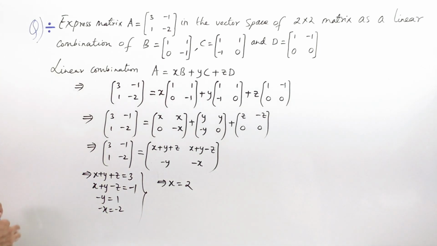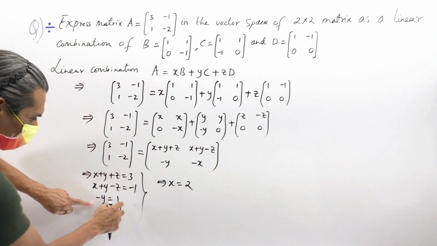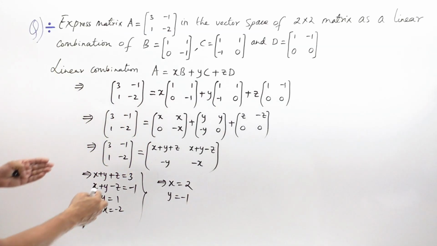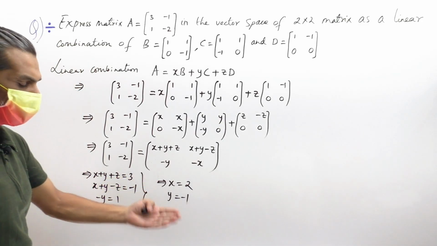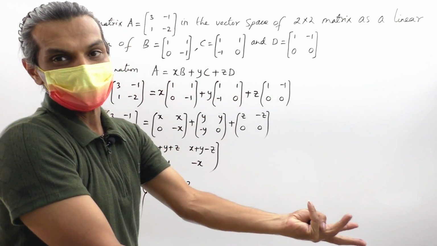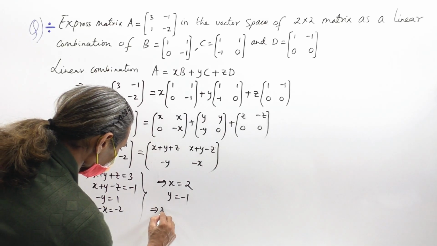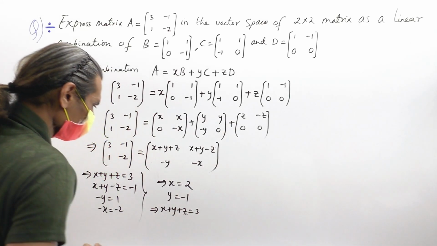Done. So we have one value, x is equal to 2. Next, minus y is equal to 1, so y is equal to minus 1. Now you can put in either x plus y plus z is equal to 3 or x plus y minus z is equal to minus 1 to find the remaining value of the variable z. So we'll put in the first now. That implies x plus y plus z is equal to 3.